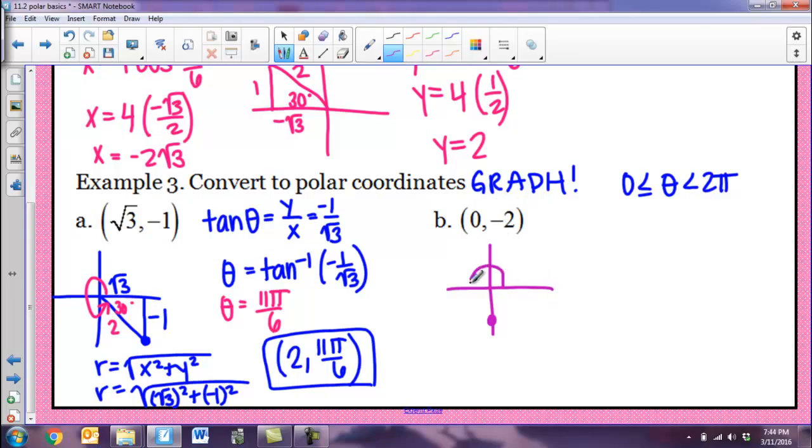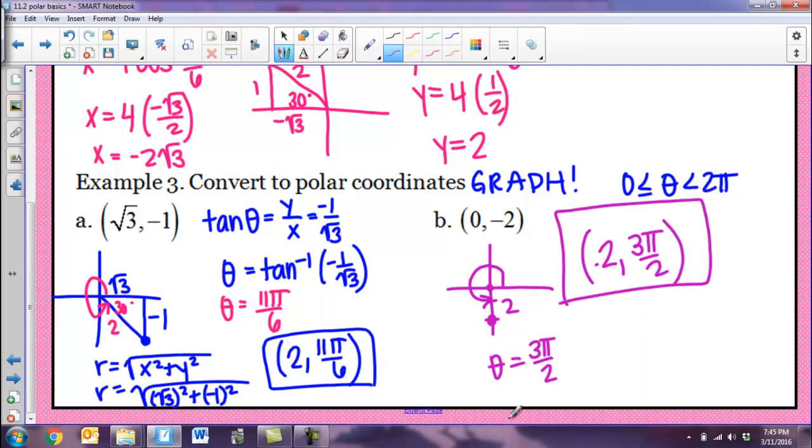And so if I had to go all the way around, I would know that that angle would be 3 pi over 2, or 270 degrees. And then I think about my radius, how far away from the pole or the center is it? Well, it's just 2. So that means if I wrote my point, I would just write my radius, comma, the angle. So a lot easier if you draw it first instead of trying to do all those fancy formulas. Okay, you can still do the formulas, it's just going to take you a little bit longer.